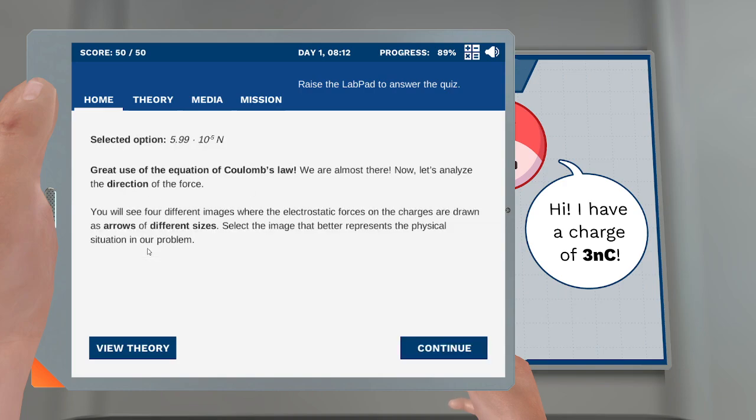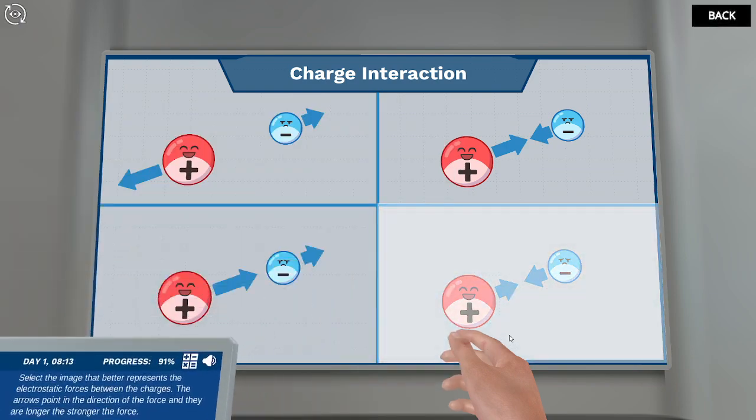Great use of the equation of Coulomb's law. We are almost there. Now, let's analyze the direction of the force. You will see 4 different images where the electrostatic forces on the charges are drawn as arrows of different sizes. Select the image that better represents the physical situation in our problem. Select the image that better represents the electrostatic forces between the charges. The arrows point in the direction of the force, and they are longer the stronger the force.